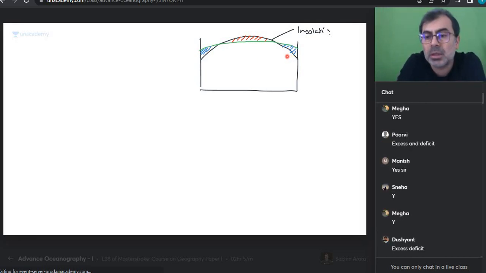So which region has the maximum insolation? Equator. Who's cutting it? Who is cutting it? That's a different story. We were looking at that.